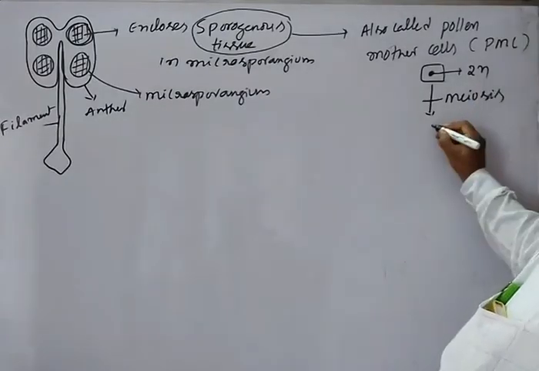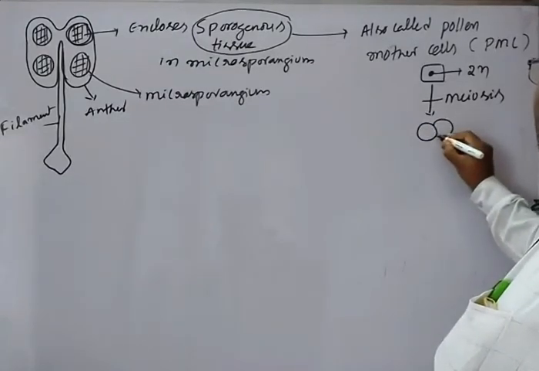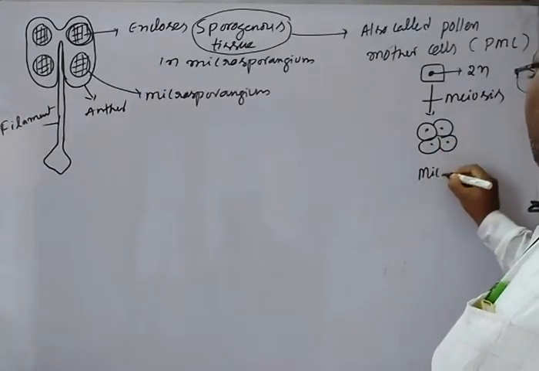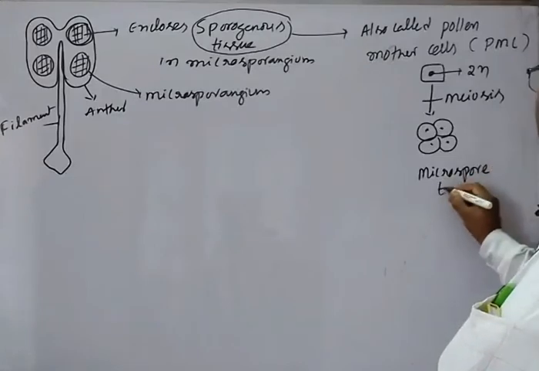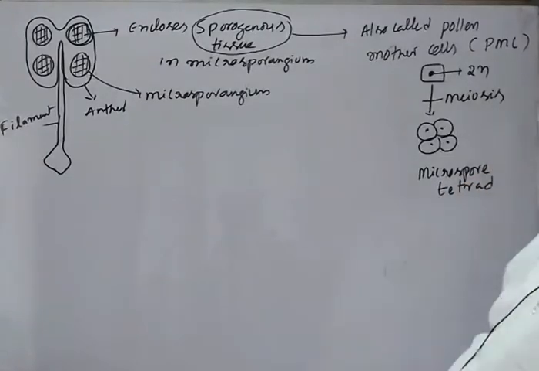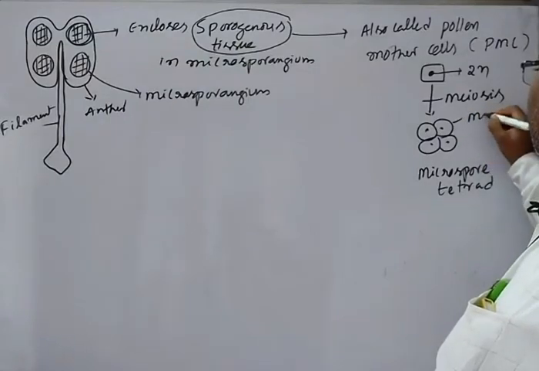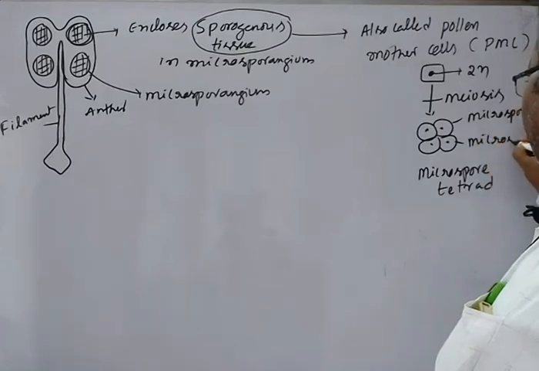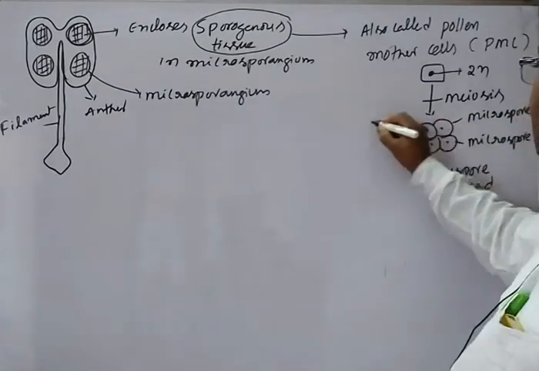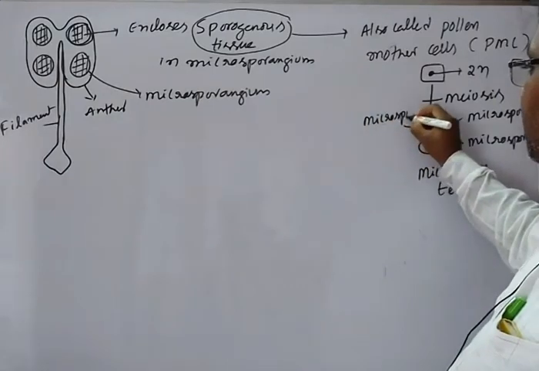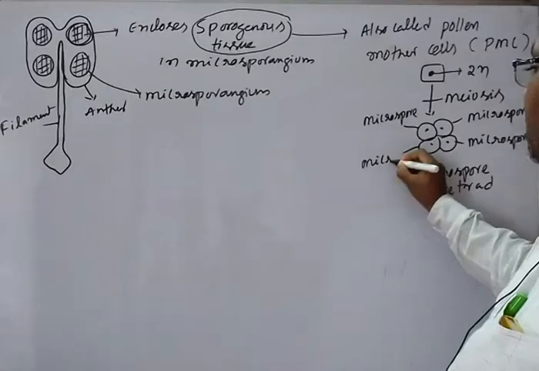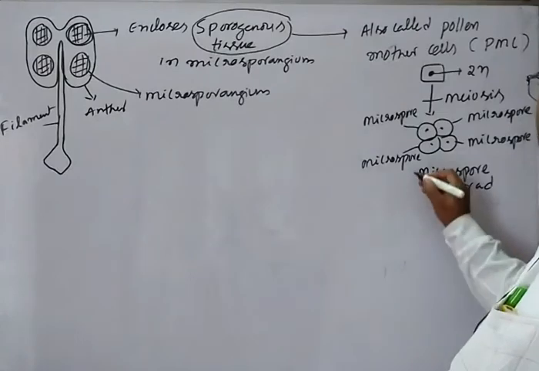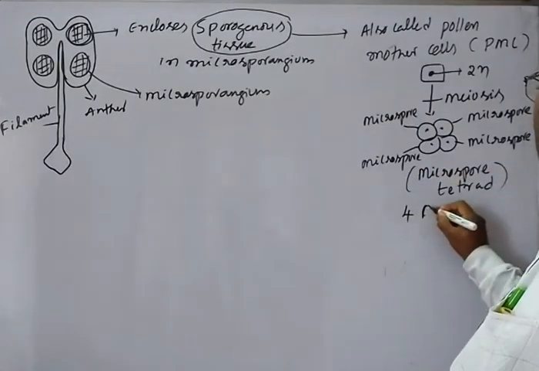When it divides by meiosis, you are going to get a tetrad of spores. This is called microspore tetrad. This has 4 microspores. This microspore tetrad has 4 microspores.